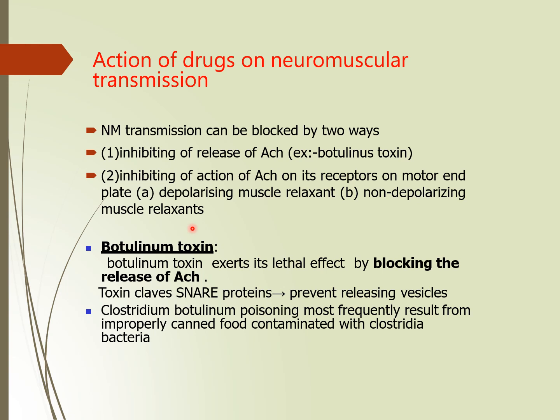So first we will see how to inhibit the release of ACH. Botulinum toxin exerts its lethal effect by blocking the release of ACH. It cleaves SNARE proteins, preventing release of the vesicles. These poisonings most frequently result from improperly canned food contaminated with Clostridium bacteria.